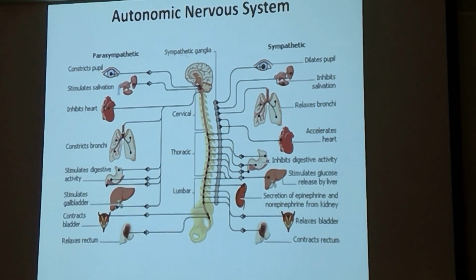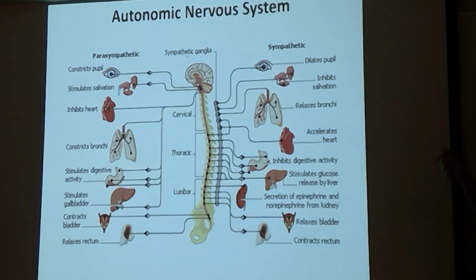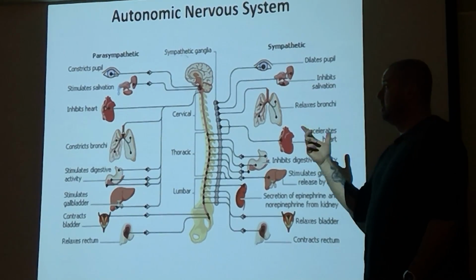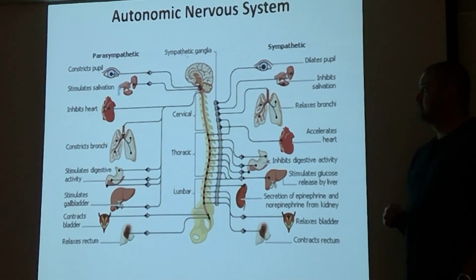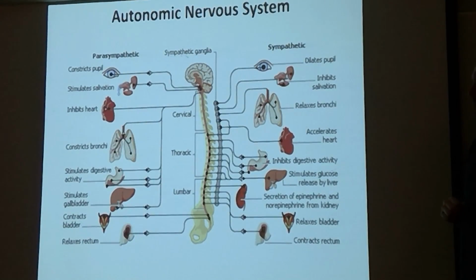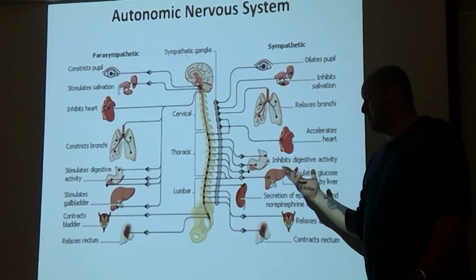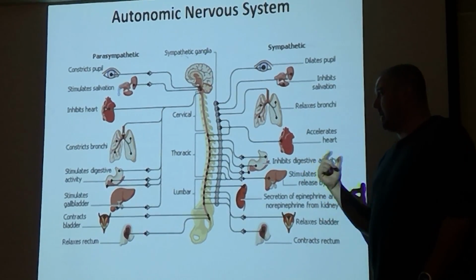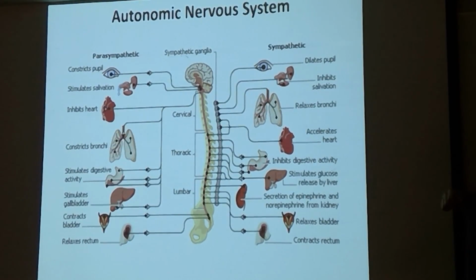Parasympathetic, complete opposite. This is after a large meal, you sit down, you're ready to relax. Constriction of the pupils, stimulation of salivary glands, inhibit the heart rate, contract the bronchi, stimulate digestive activity, stimulates the gallbladder, contracts the bladder, and then relaxes the rectum. So pretty much the exact opposite.